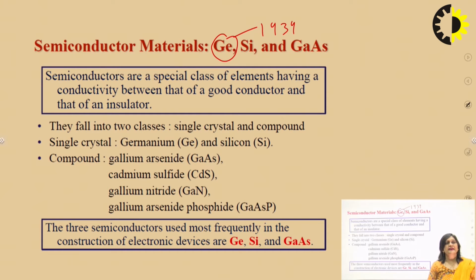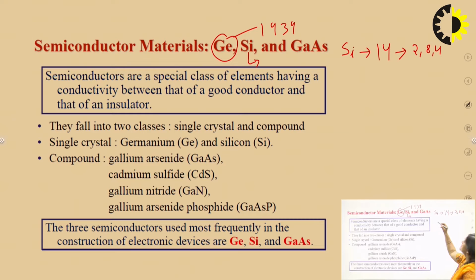And near 1947, silicon was used for designing electronic devices. Silicon is less temperature sensitive in comparison to germanium. And why is it so? Because in the case of silicon, its atomic number is 14. So if we see the electronic configuration, it will be 2, 8, and 4.